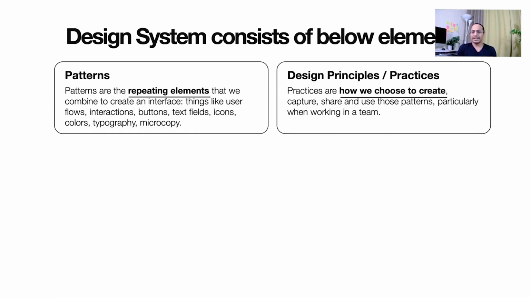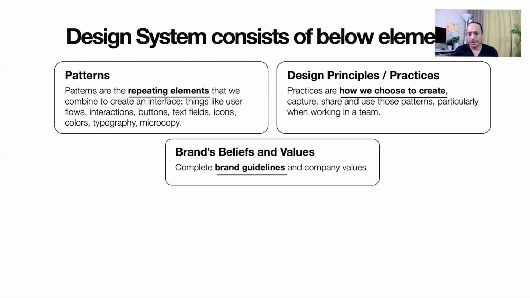Then the others are what? These are the principles or the practices. Practices are how we choose to create, capture, share, and use these patterns, particularly when working in a team. So basically, when to use a text field, when to use a text area, when to use a toggle, when to use a checkbox, when to use a radio button, right? So how to use these patterns? Rules are defined, and when everything is defined, it becomes very easy for designers to choose and then use them in the designs.